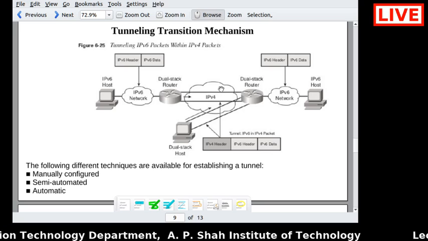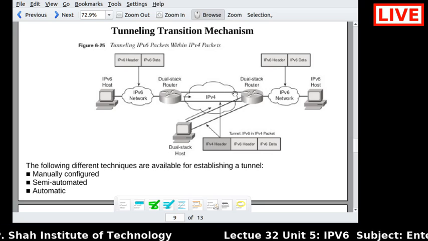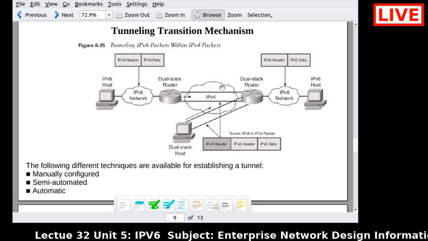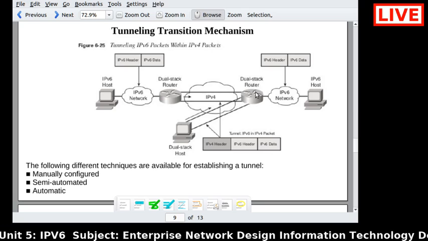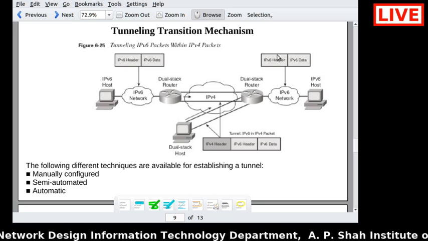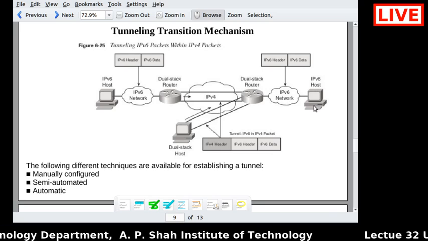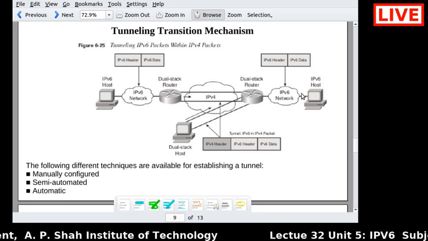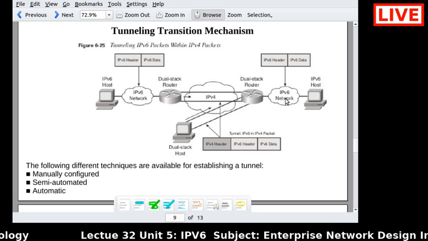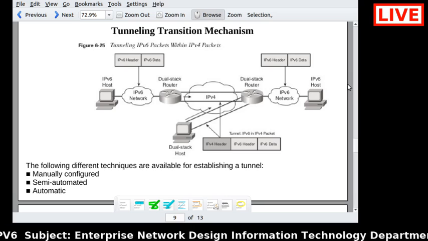So how will this tunneling be done? You just check. Here also, if you see, it is the same thing as what we have seen. We are going to use the dual stack router and some IPv6 host, and in between both we have an IPv6 network having some IPv6 header and IPv6 data. By using these dual stack routers, we append the IPv4 header to that IPv6 header format, and then this transition can happen. All of this we do with the help of tunneling.